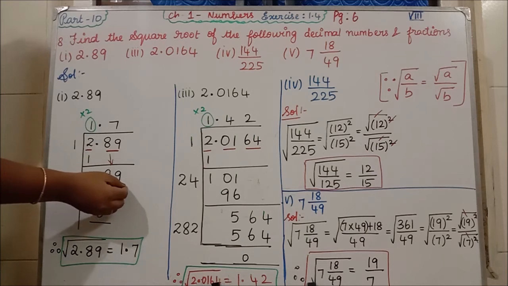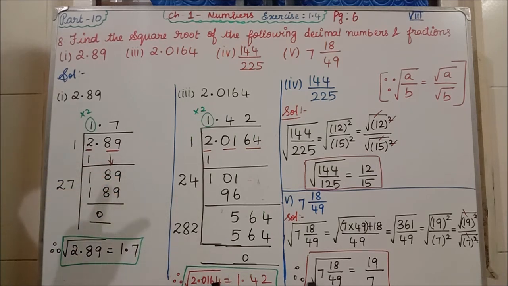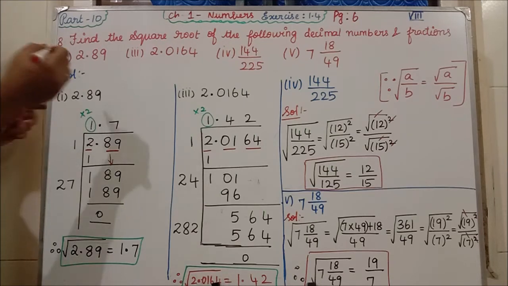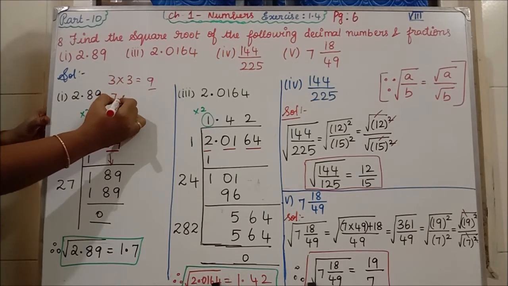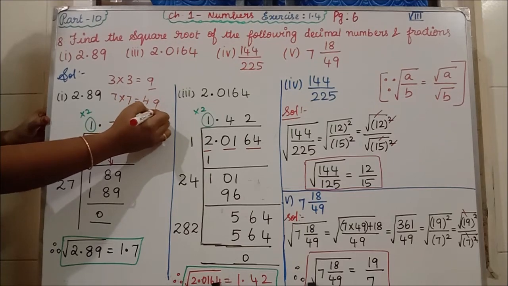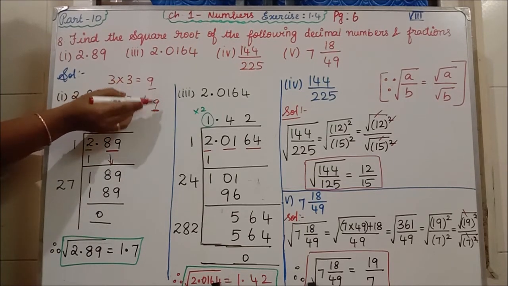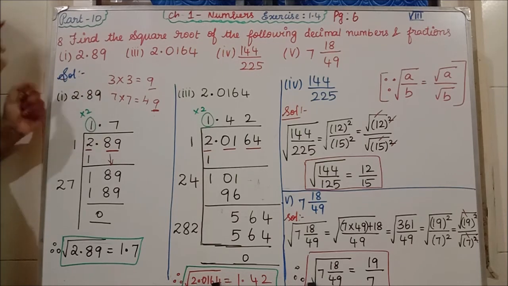Because its last number is ending with what? 9. So which two numbers, if you multiply, you will get 9 in the ones place? There are two possibilities. The first possibility is 3 into 3, if you multiply we will get 9. Or else 7 into 7, if you multiply we will get 49. Ones place 9 we are getting in the ones place. Clear what I am saying? See, if you are multiplying 3 into 3 we are getting 9. Similarly, 7 into 7 if you are multiplying we are getting 49. So ones place you are getting 9, and what are the possibilities? Either it should be 3 or it should be 7.